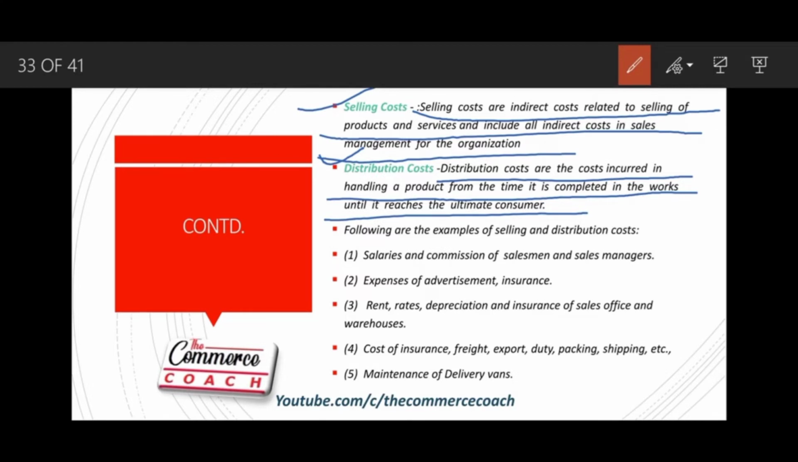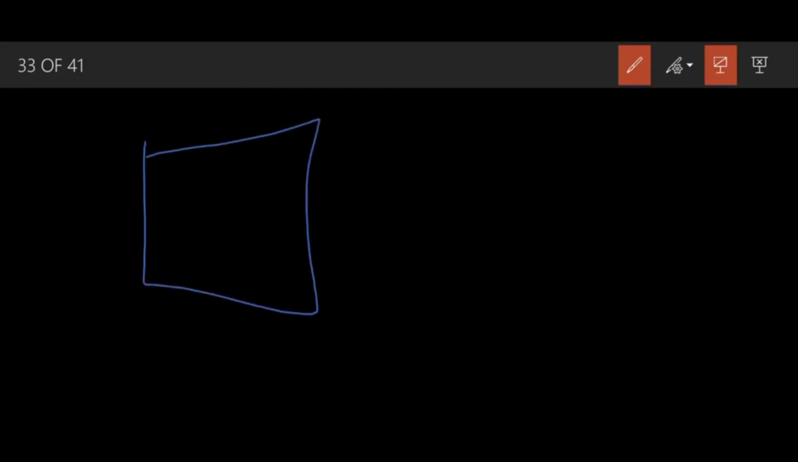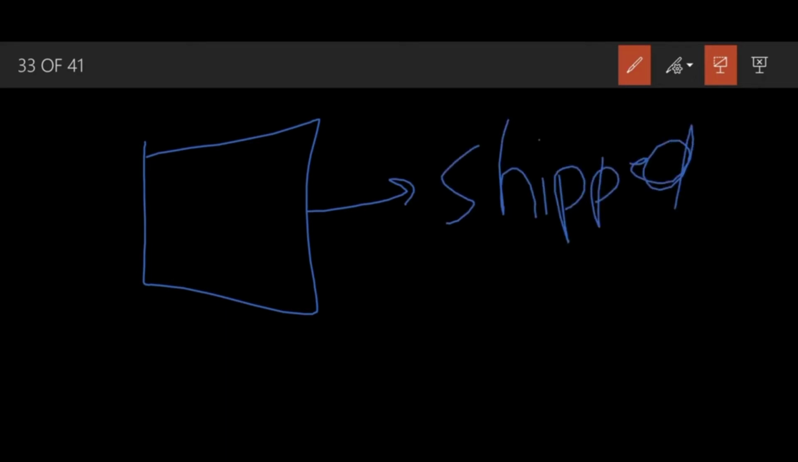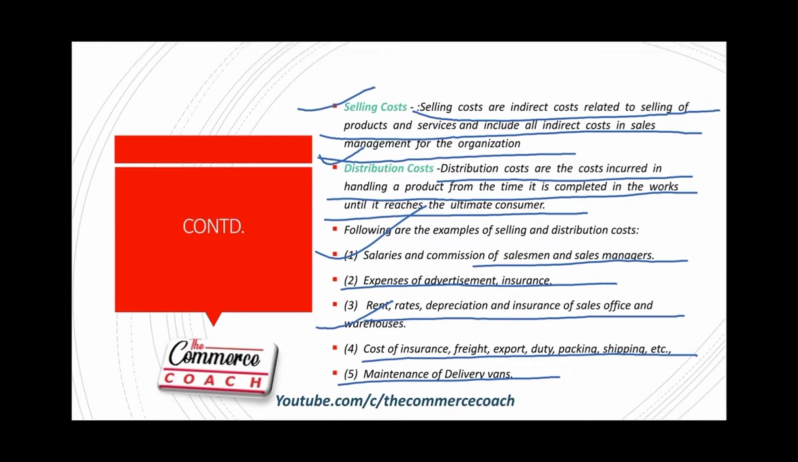Following are examples of selling and distribution cost. Salaries and commission of salesmen and sales manager, expenses of advertisement, insurance, rent, rates, depreciation and insurance of sales office and warehouses, workstation or warehouse you can call it, cost of insurance, freight, export duty, packing, shipping, etc. Once the production is done, the goods will be shipped to the consumers. If you have ordered a product on Amazon, it will be shipped to your home. So the shipping cost comes after production cost, and this cost is selling and distribution cost. Maintenance of delivery vans. Which delivery vans? Those that are associated with the process of distributing the goods to the consumer's home.